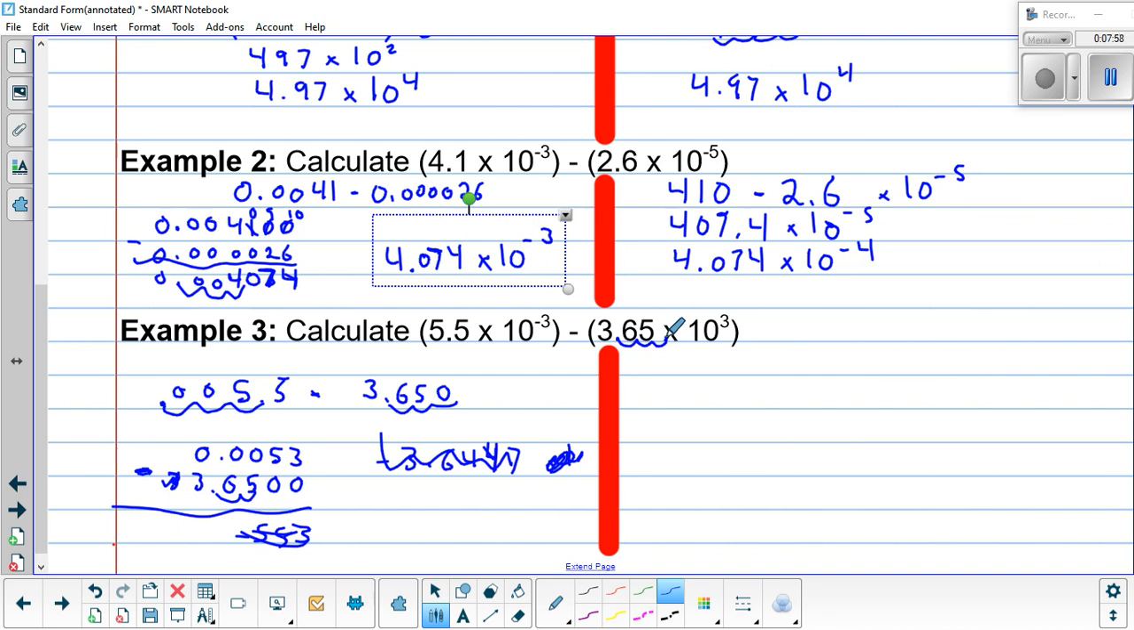So 0.0053 minus 3650, and we get negative 3649.9947. And so you notice that we have values everywhere. So once again, they would tell you that they want it rounded off at a certain value, and then you can put it back into standard form for what you'd actually be asked for.